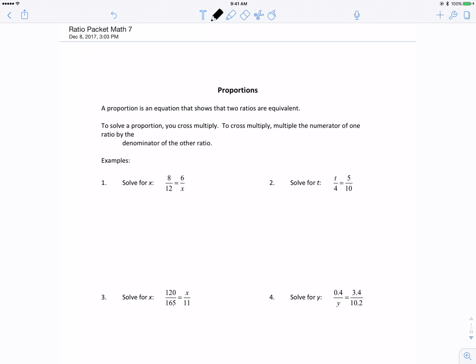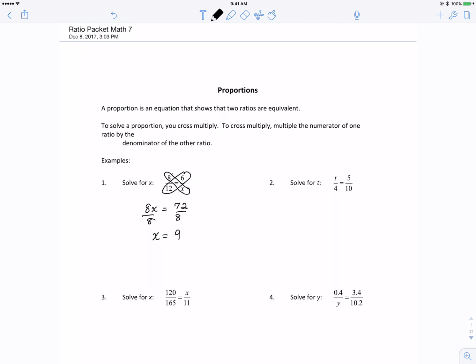I always like to start wherever the x or the variable is, but it's not wrong if you don't. It's just a habit that I got into when I was young, and I continue to do it. So I always start with the x and I go diagonally across and I multiply. 8 times x is 8x, and then I go the other diagonal and multiply. 12 times 6 is 72. And then we just solve. This is a one-step equation. We solve it for x. That should hopefully be the easy part, and you get x equal to 9.